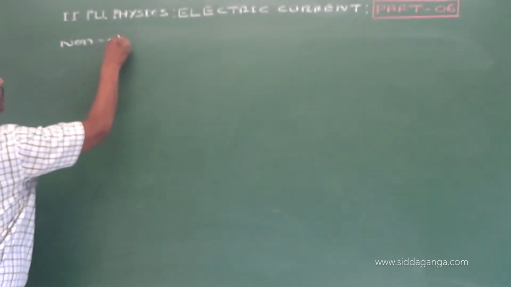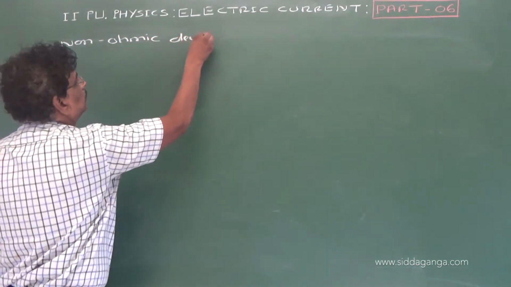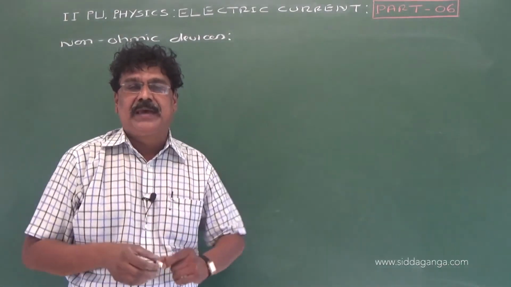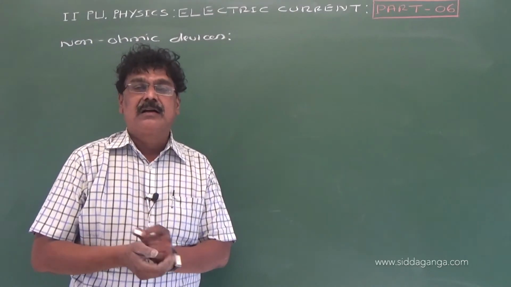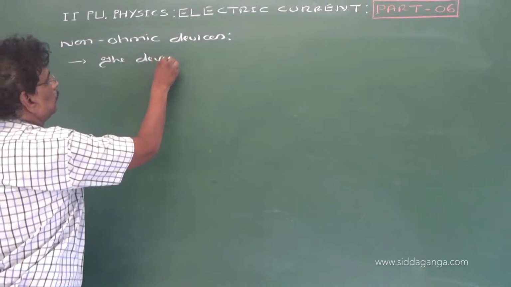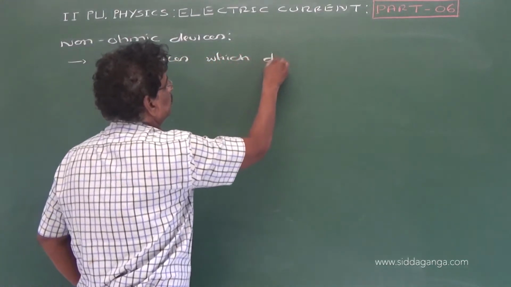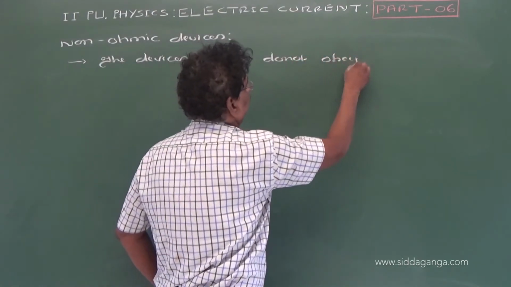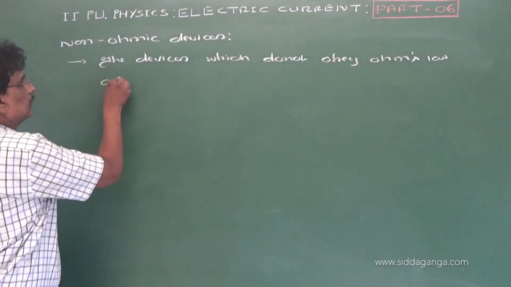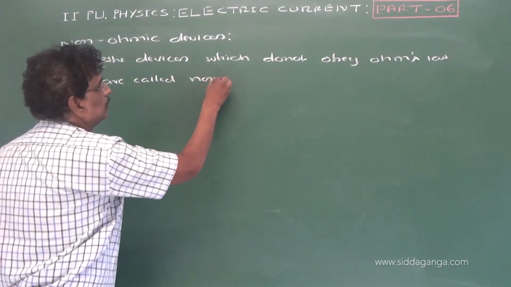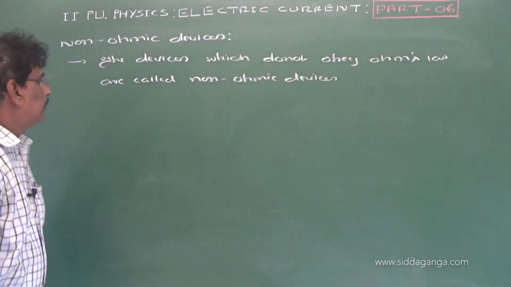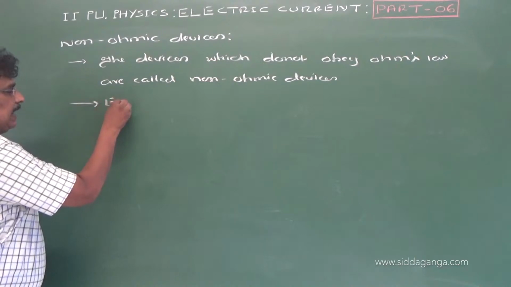Now, non-ohmic devices. The devices which do not obey Ohm's law are called non-ohmic devices. Now, let us take an example.